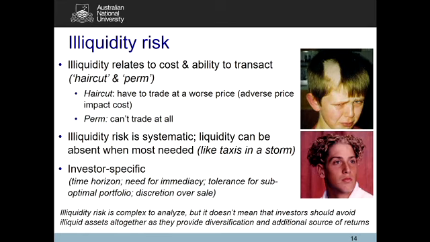The next thing we're going to look at is illiquidity risk, which essentially relates to the cost and the ability to transact. So the idea is you risk taking either a haircut, where you have to trade at a worse price, or a perm, where you can't trade at all. And the trouble with illiquidity risk is that essentially when you need to trade is typically when you can't, or when it's very difficult and you have to take a big cut in price.